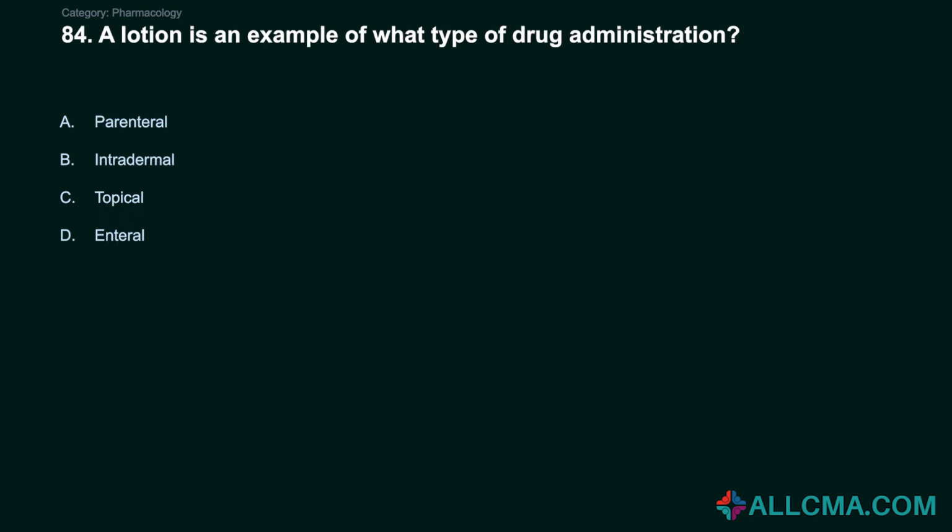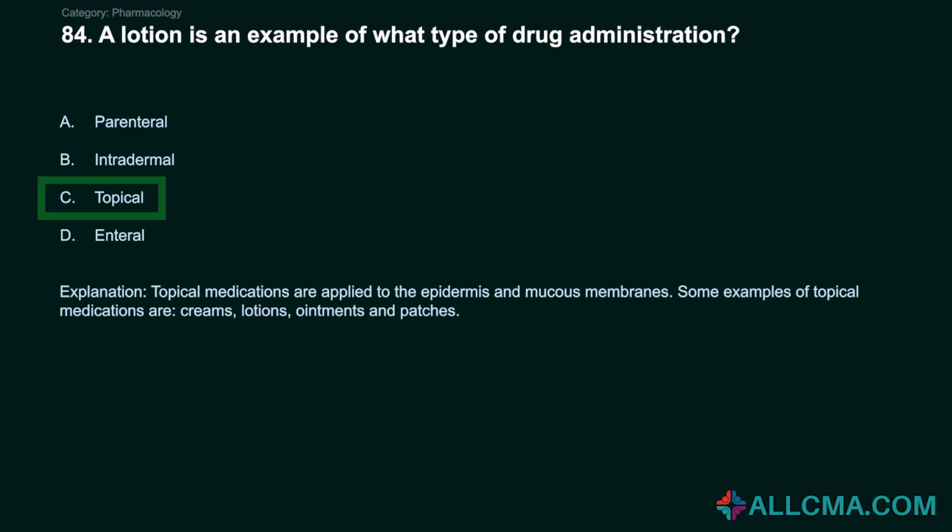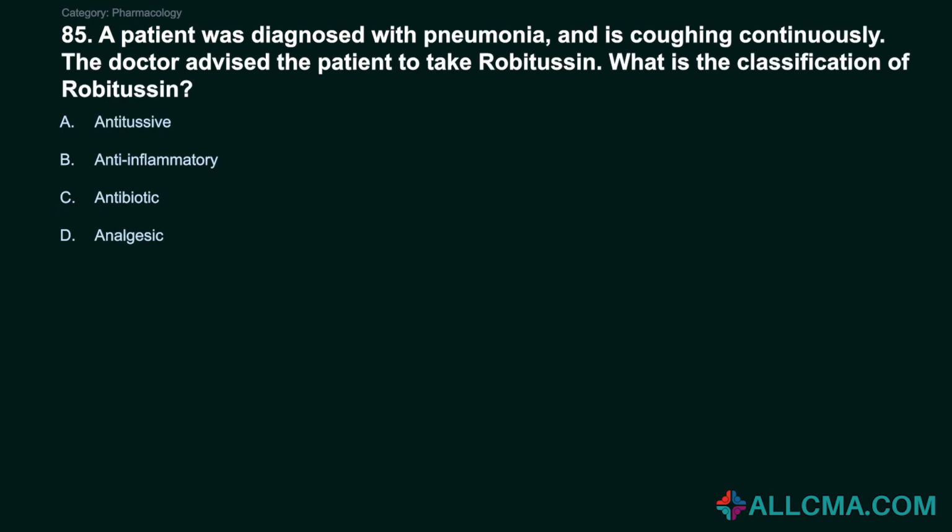84. A lotion is an example of what type of drug administration? A. Parenteral. B. Intradermal. C. Topical. D. Enteral. Correct answer, C. Topical. Topical medications are applied to the epidermis and mucous membranes. Some examples of topical medications are creams, lotions, ointments and patches.